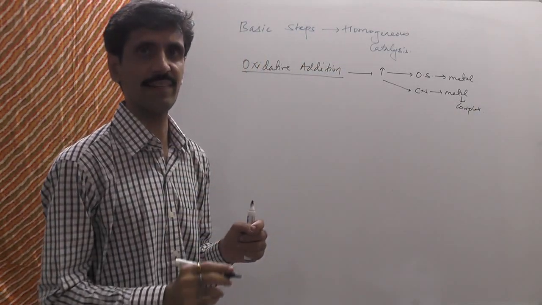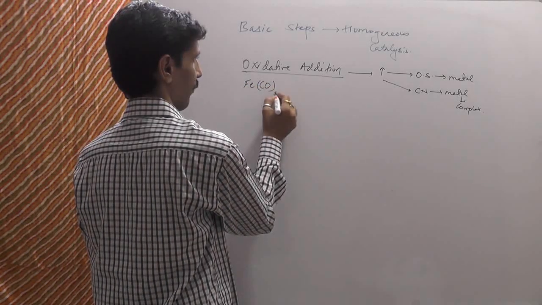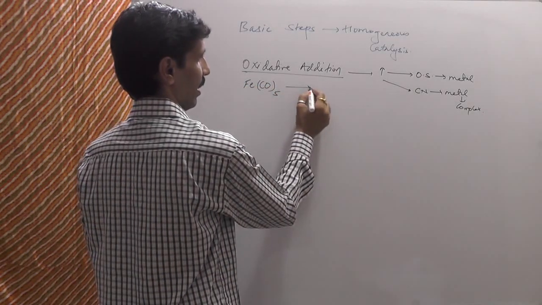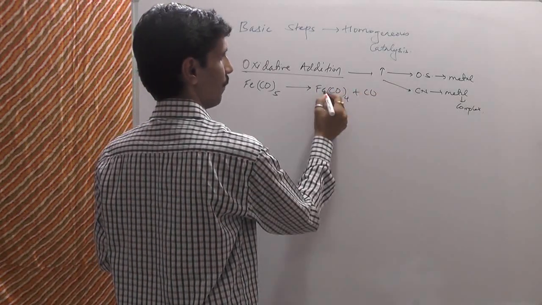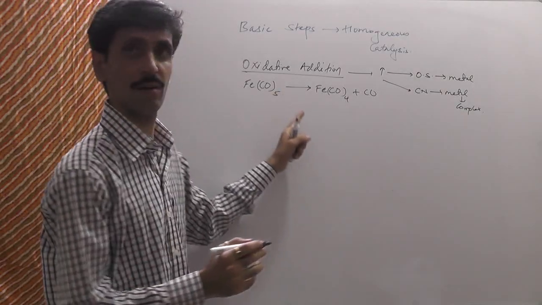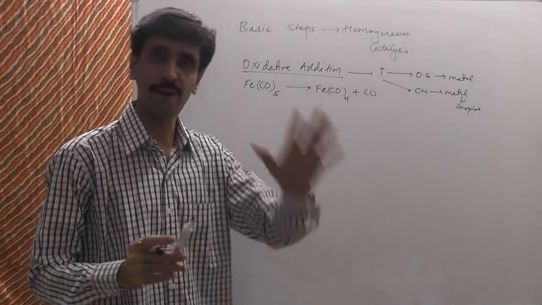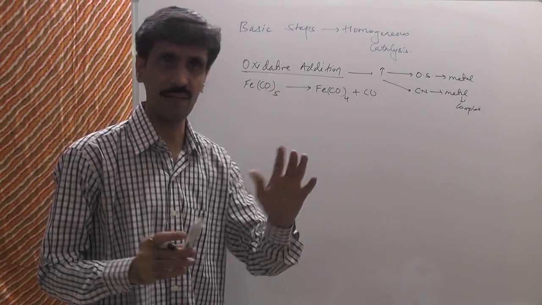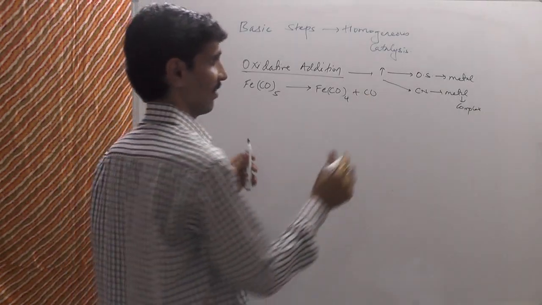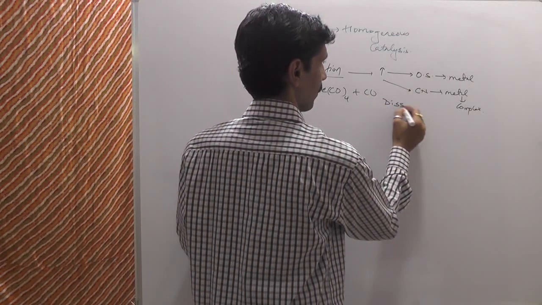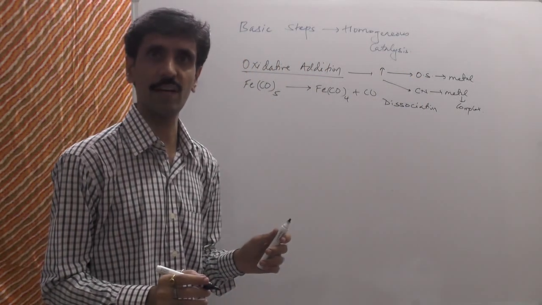Now I'll give you a very simple example. Let us consider iron pentacarbonyl, that is FeCO5, and it gives you FeCO4 plus CO. It's very evident from this reaction that on the reactant side there were 5 coordination number for Fe. Now it has become 4, and CO is going out, so we call this a dissociation reaction.